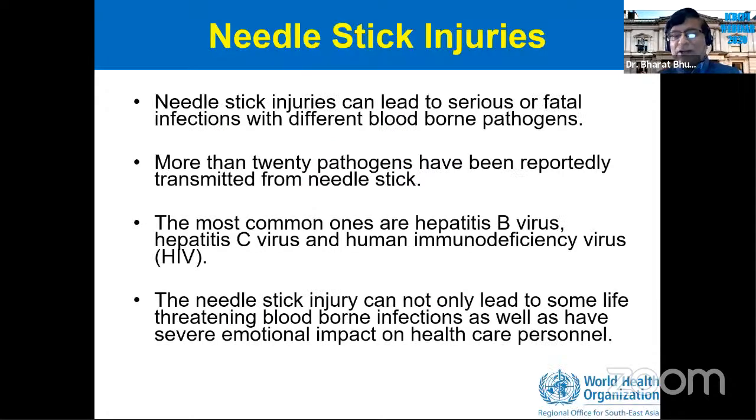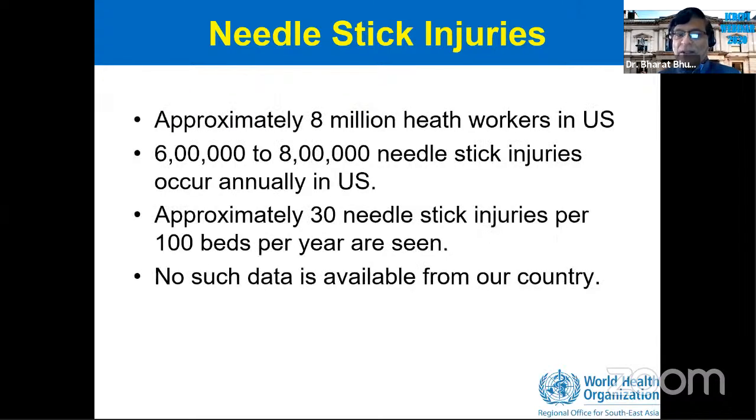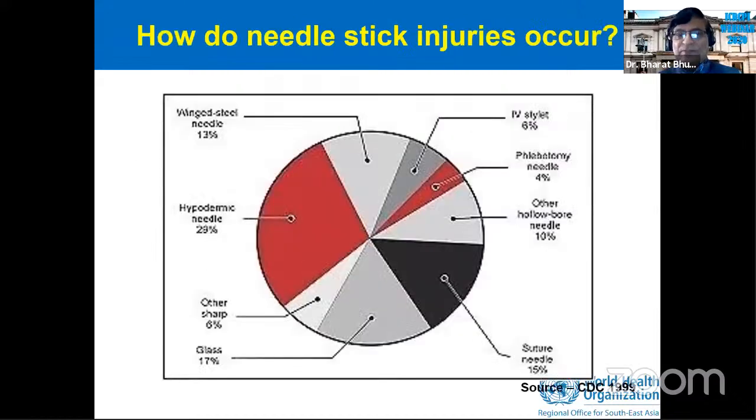Needle stick injuries can lead to serious or fatal infections. More than 20 pathogens have been reported. Most common ones are hepatitis B and C virus and HIV. And this can not only lead to bloodborne infection, but could have a severe emotional impact on healthcare personnel, even if it turns out to be negative later on. Approximately, there are 8 million health workers in the US. We have no data from India. There are 600,000 to 800,000 needle stick injuries. Again, the data is 30 needle stick injuries per 100 beds per year seen in the US.